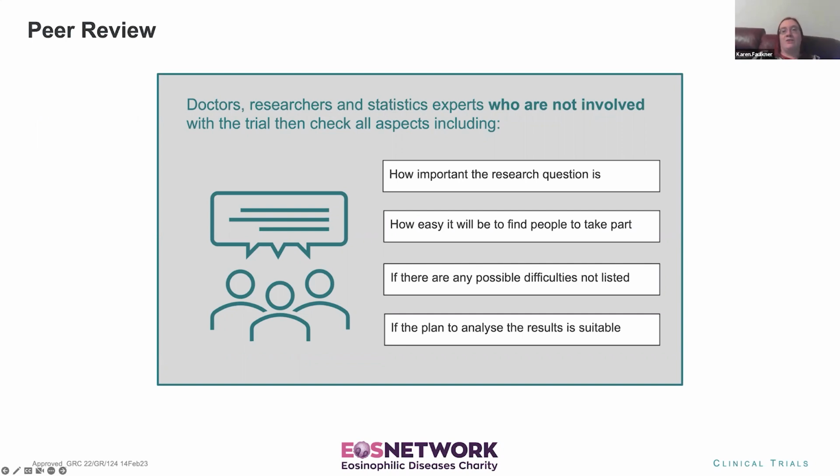Whether or not you'll actually be able to find people to take part. So there's no point in having a fantastic protocol if actually it's so hard to get onto it that no one's ever going to take part. Is there anything that they've not written down? So is there anything that's going to be a risk or a difficulty within the study that they've just not thought of? And also if the statistical plan is suitable and if it's going to give them the results that they need in order to progress to the next stage.